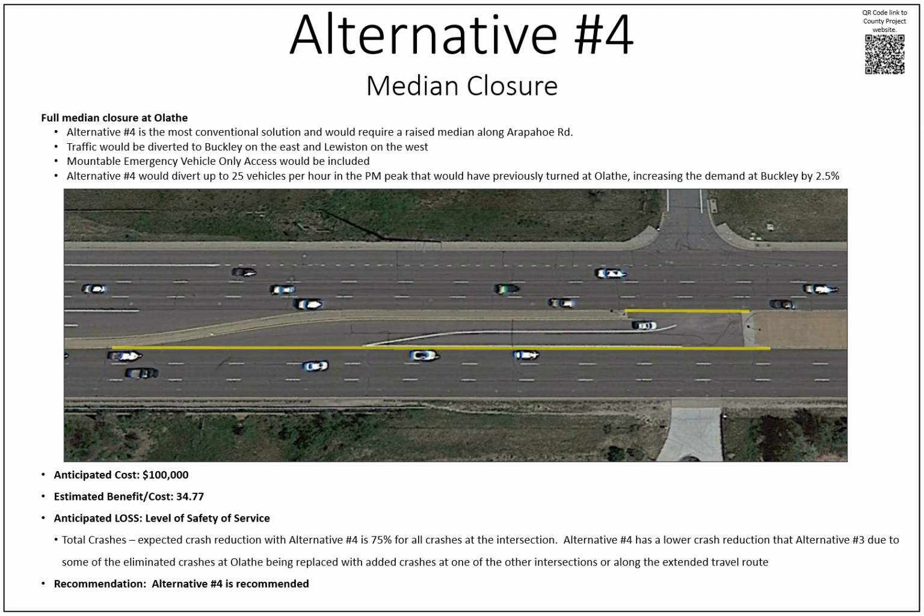The anticipated cost of this improvement is approximately $100,000, and the benefit cost ratio is 34.77. Total crashes are expected to be reduced by 75% at the intersection with this alternative. Alternative 4 is a recommended alternative.